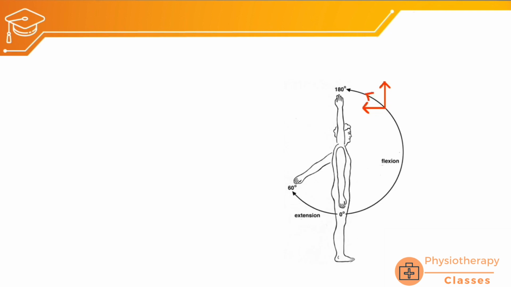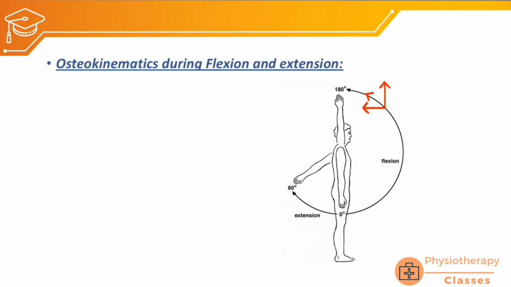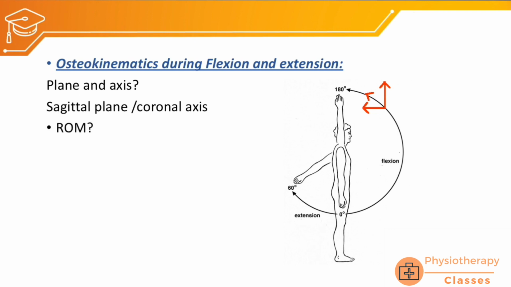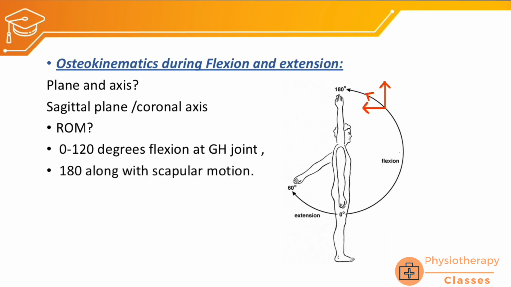The next movement is flexion and extension. Flexion and extension occur in the sagittal plane and coronal axis. The range of motion of flexion is also 0 to 180 degrees and extension is 0 to 60 or 0 to 65 degrees. But we have to remember that 0 to 120 degrees of flexion is available at the glenohumeral joint, and a total of 180 degrees is achieved with scapular movement.